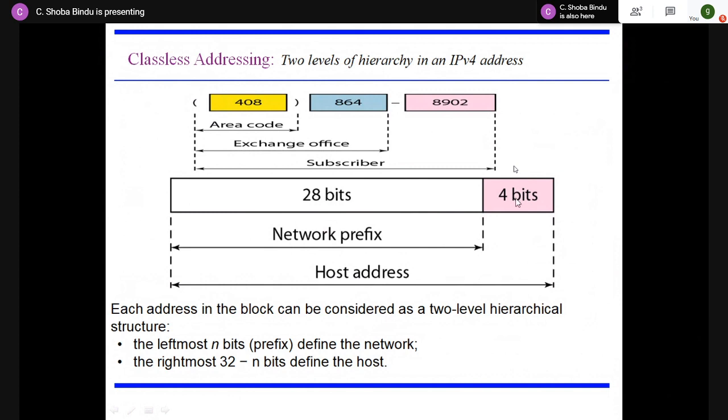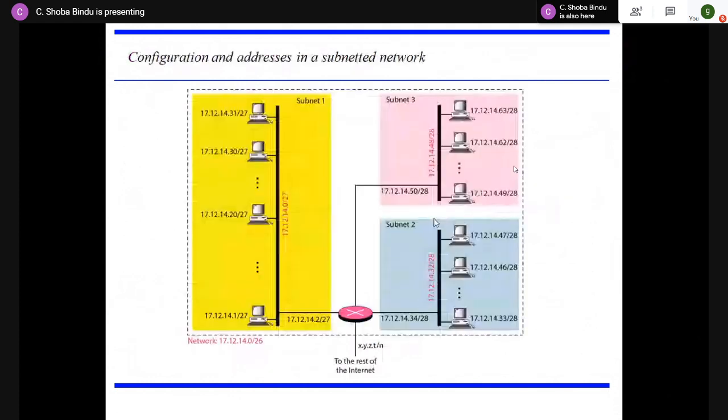If this is n, it will be 32 minus n, because the entire size of IP version 4 addresses is 32 bits. So 32 minus the network prefix gives the number of bits that we have in the host. So the rightmost 32 minus n bits define the host. This is two levels of hierarchy when you go for IP version 4 addresses. Now we come to the concept of subnetting. Here there is a network that we have.